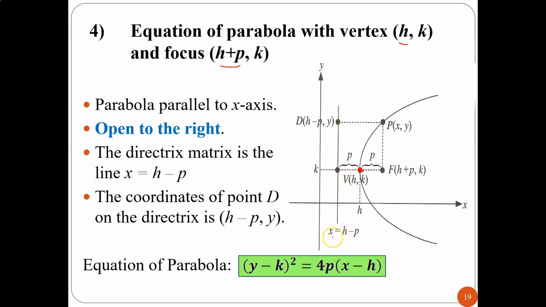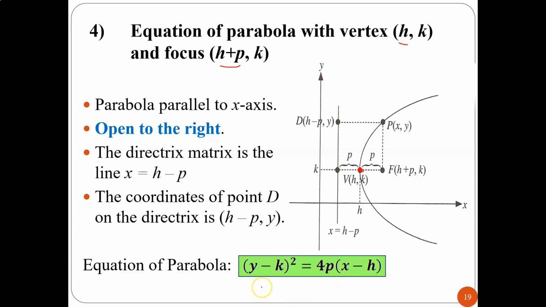Usually for directrix, we write it down in the form of an equation, not in the form of a point. That one is for directrix. So now, since you have a new graph, new parabolas, you will also have a new equation. So this is the new equation, which is (y minus k) squared equal to 4p(x minus h).